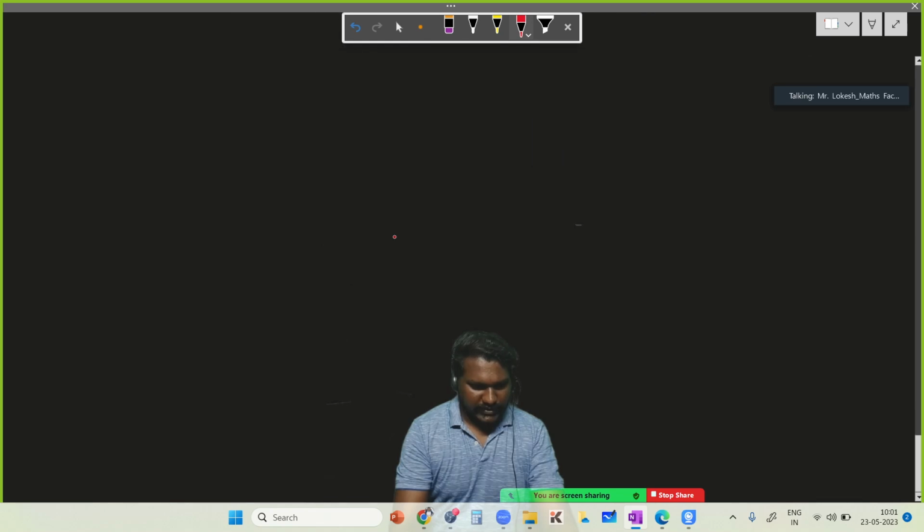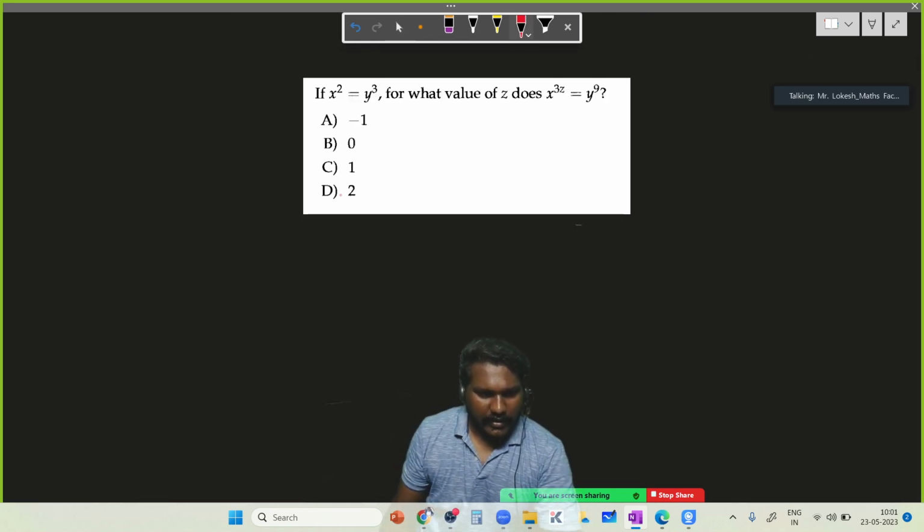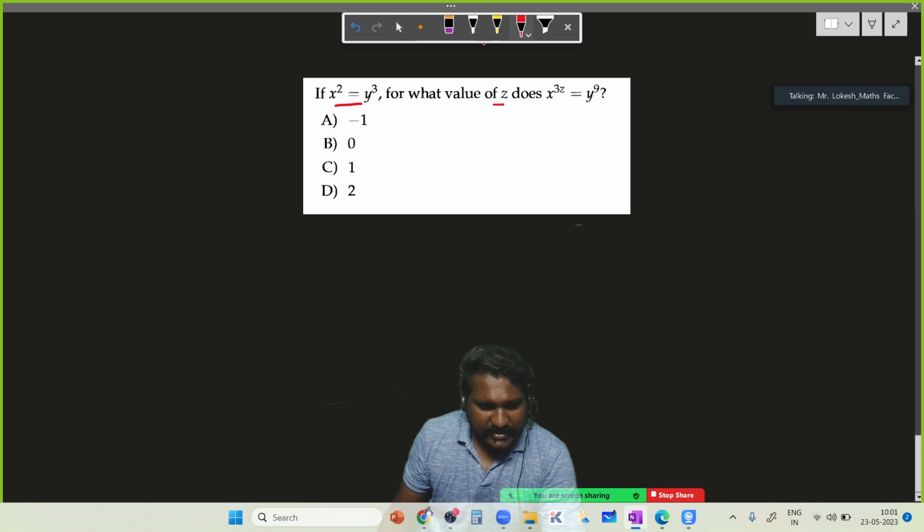Moving on to question number 9. If x square is equal to y cube, for what value of z does x power 3z is equal to y power 9? It is somewhat interesting.